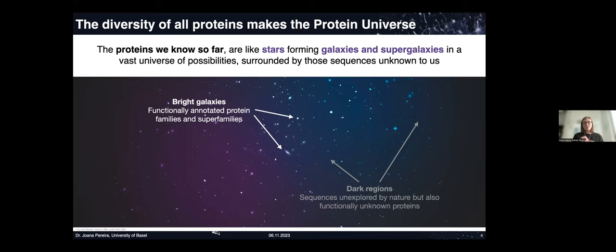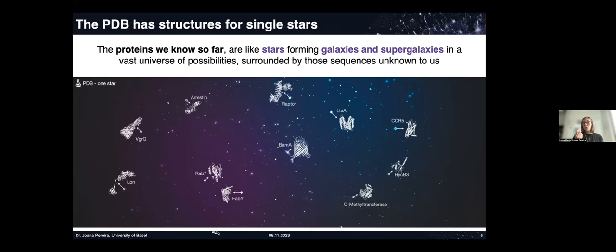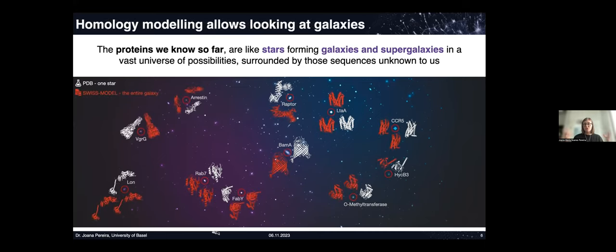And so protein families would be clusters of proteins, so clusters of stars, so galaxies, and superfamilies would be clusters of galaxies, all dispersed throughout the space, surrounded by these dark regions of protein sequences that nature could sample, but so far didn't, or we just don't know it did. So if we think from a structural perspective, when we're characterizing this space and we're looking at characterizing proteins experimentally, what typically one does is you select one star in one galaxy and then characterize it experimentally. In the case of structures, you could solve the structure of it. And then using homology-based approaches, you expand the annotations to the rest of the galaxy and also maybe the supergalaxy.